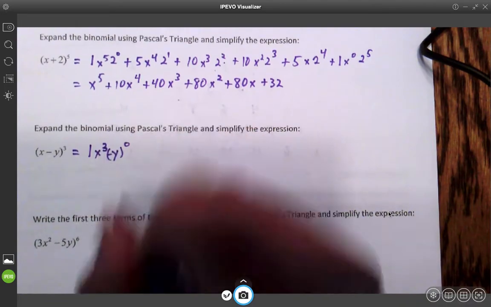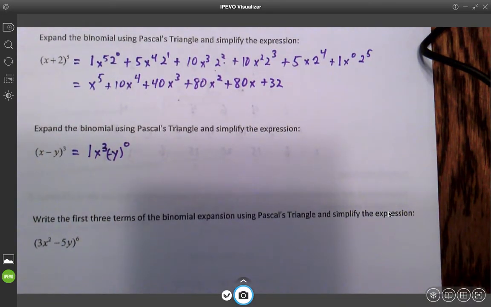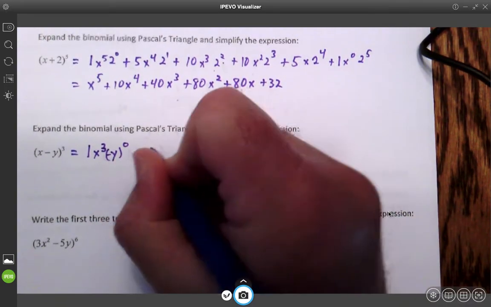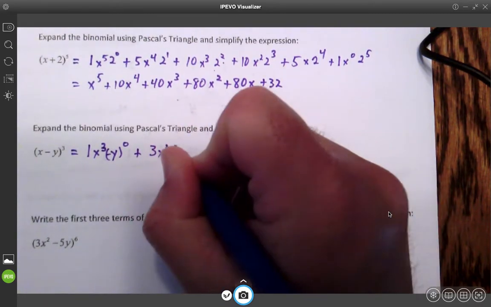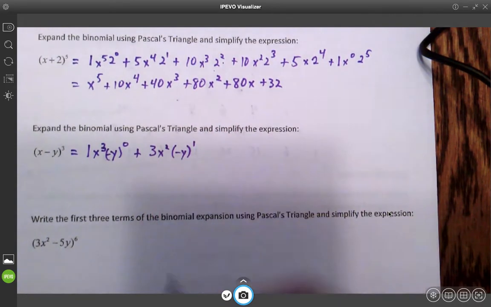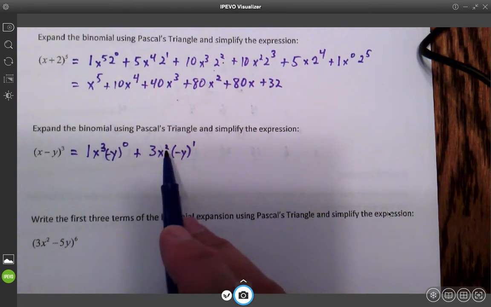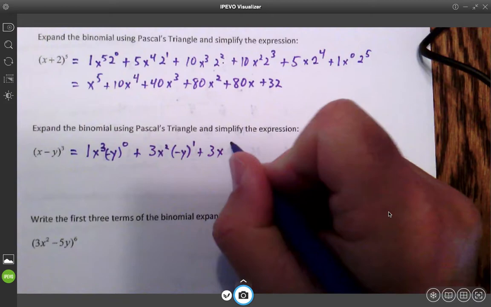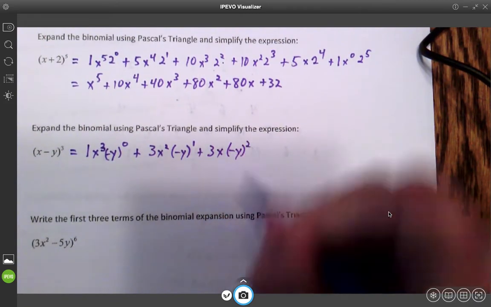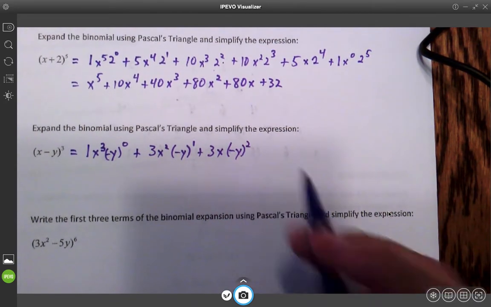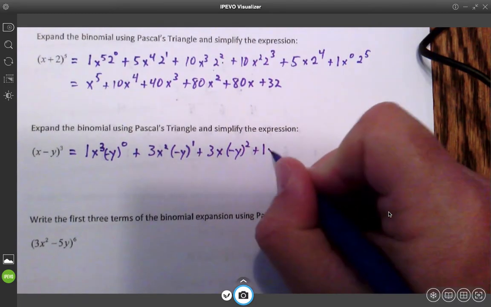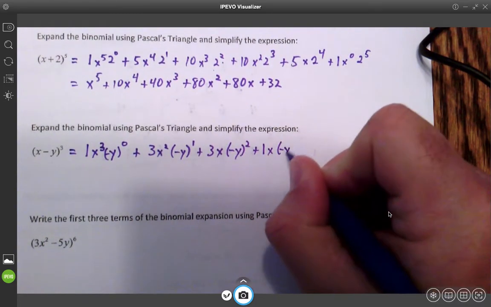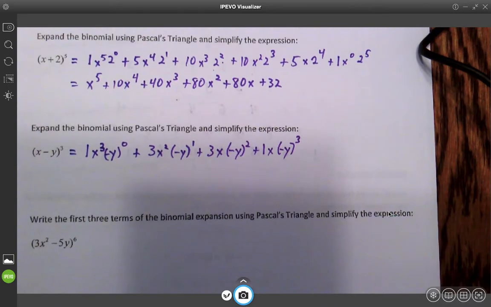negative y to the 0. So you got to take that negative with it. 3x squared negative y to the first. Notice these have to add together to be 3. Plus 3x negative y squared. 1 plus 2 is 3. Plus 1x to the 0 negative y to the third. Now all we do is simplify it.